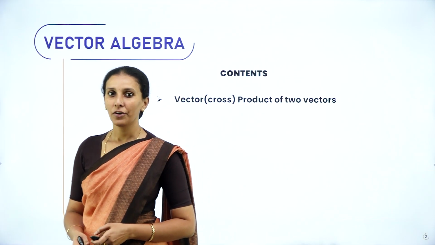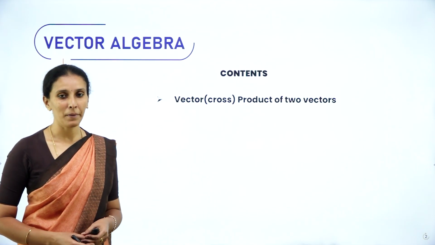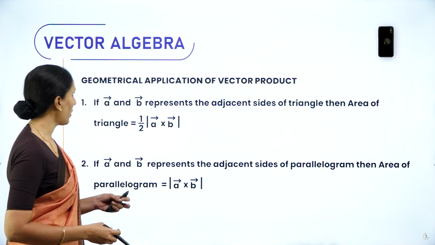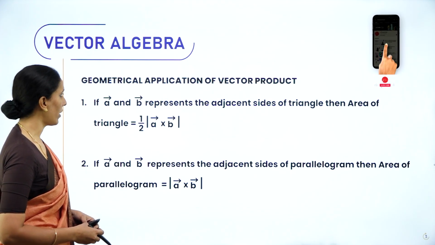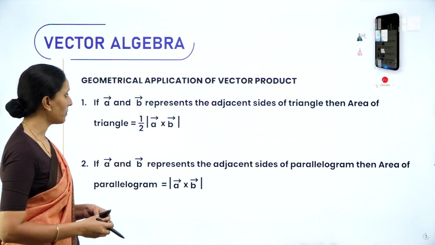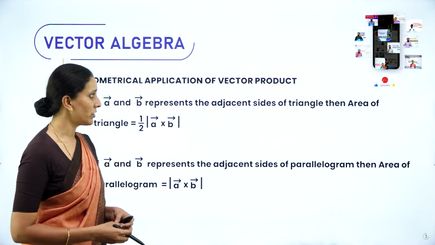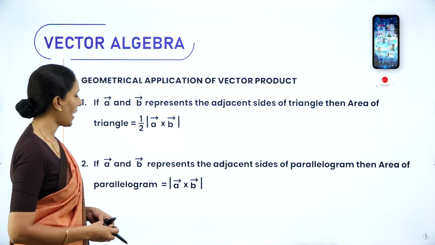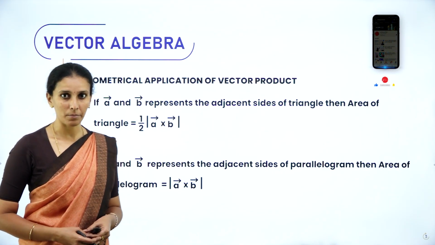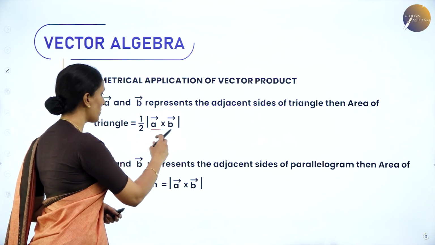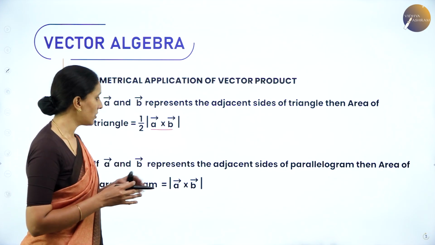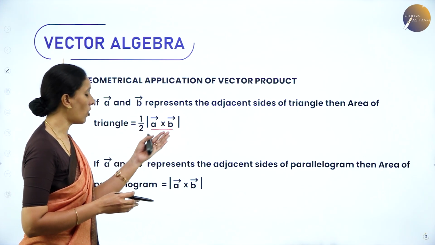Here in this session, we are going to study the applications of vector product or cross product. Some of the important geometrical applications of vector product are that if vector A and vector B represent the adjacent sides of a triangle, then the area of the triangle is equal to half of magnitude of vector A cross vector B. We know that vector A cross B represents a vector. So if we need to calculate the magnitude, then we need to find out the modulus of A cross B.